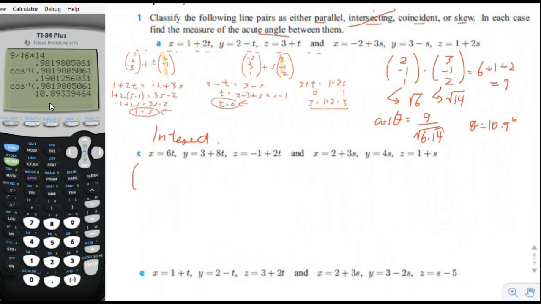So for this one here, the position vector would be 0, 3, -1, and the direction vector would be 6, 8, and 2. And what about this one? This would be 2, 0, 1, and the direction vector would be 3, 4, 1.